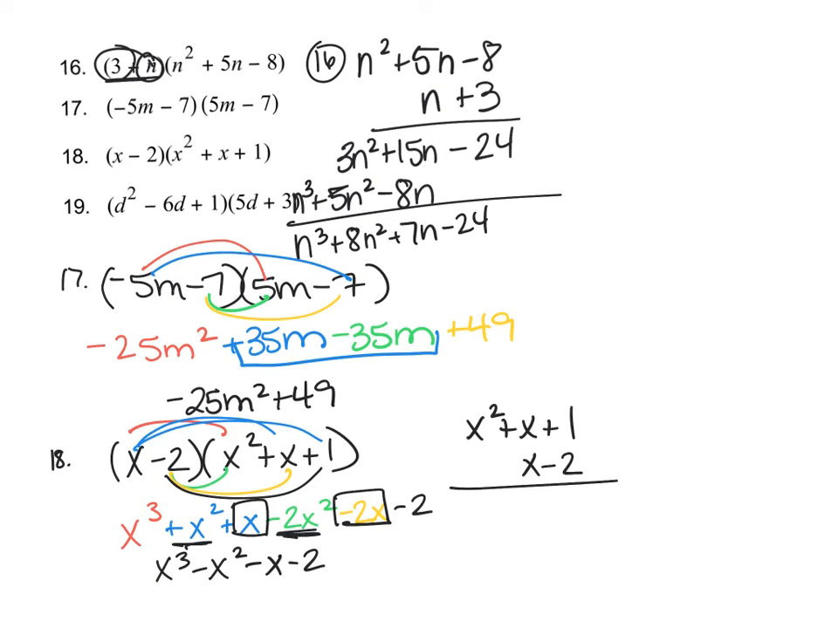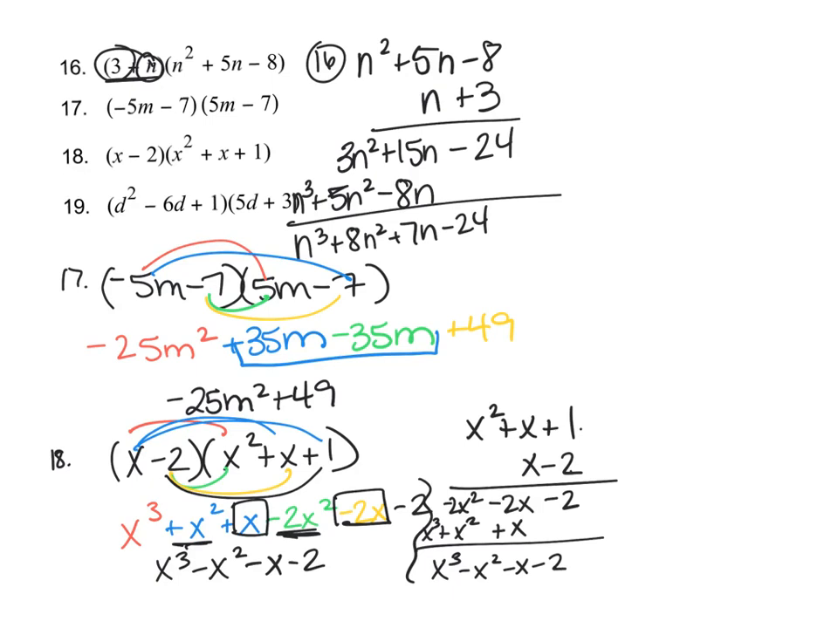And the other is to do it vertically, and I'm going to do both ways on this problem. So we have negative 2 times 1 is negative 2. And negative 2 times x is negative 2x. Negative 2 times x squared is negative 2x squared. Then I have x times 1 is x. x times x is x squared. And x times x squared is x cubed. So I can add that up, x cubed minus x squared minus x minus 2.